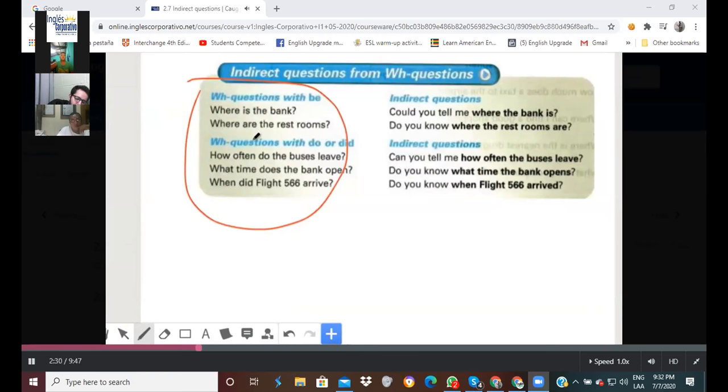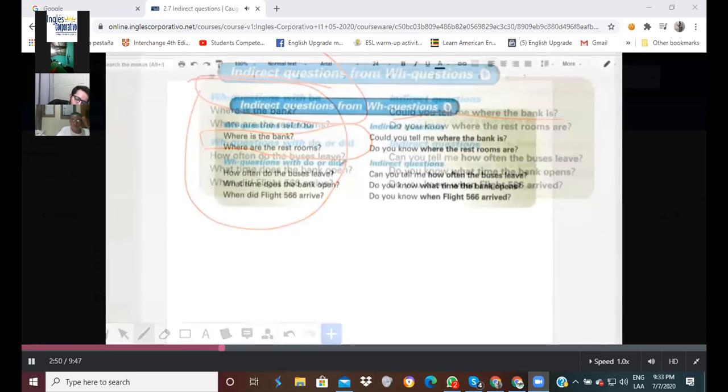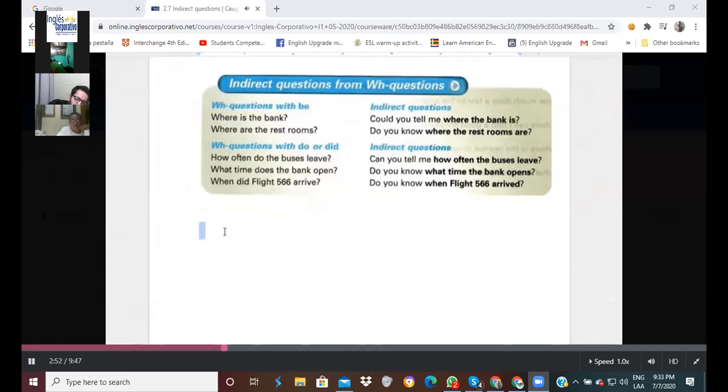We're going to learn some rules to follow in changing these questions from direct to indirect. We're going to learn how to do it with the verb to be, and also how to change WH questions with either do or did. Now let's try to make sense of this whole concept. We want to be able to turn direct questions into indirect questions, and let me propose a formula on how to do this.